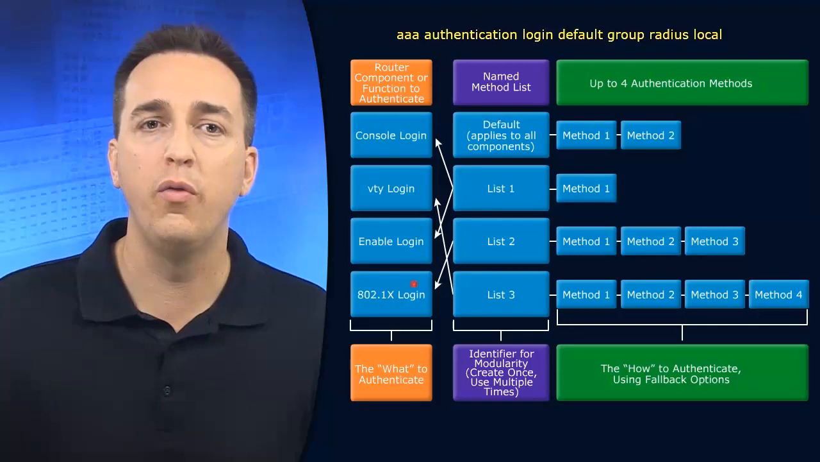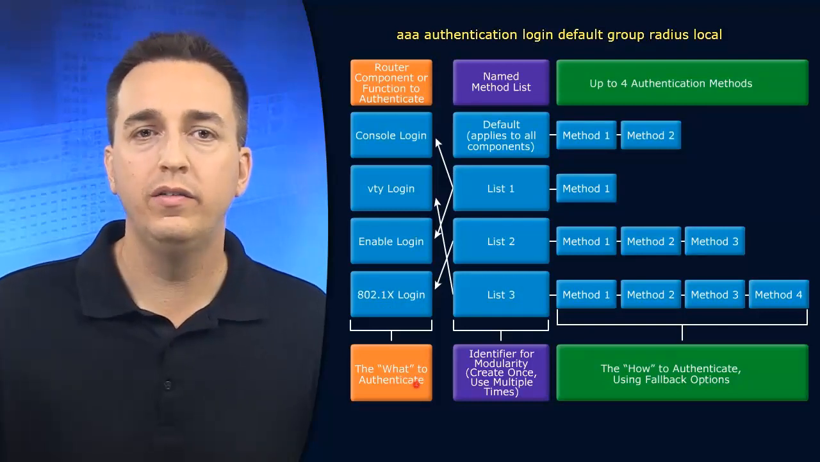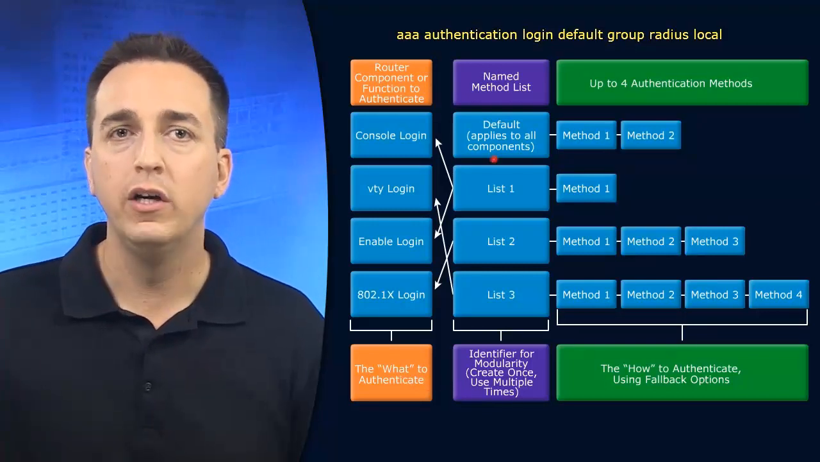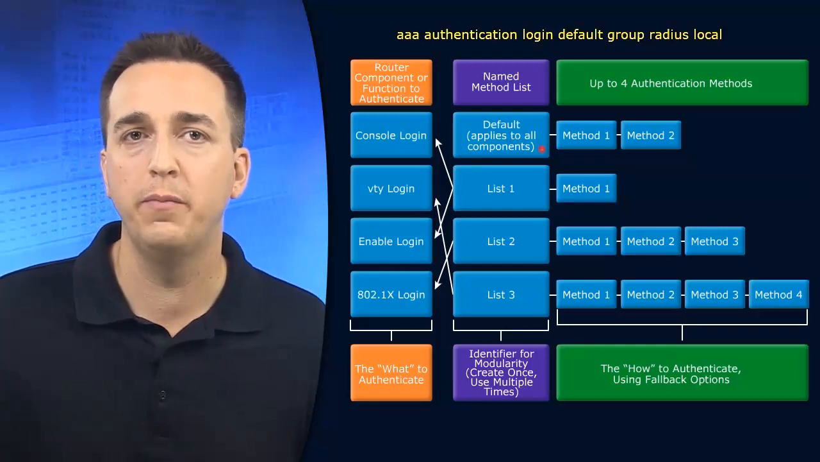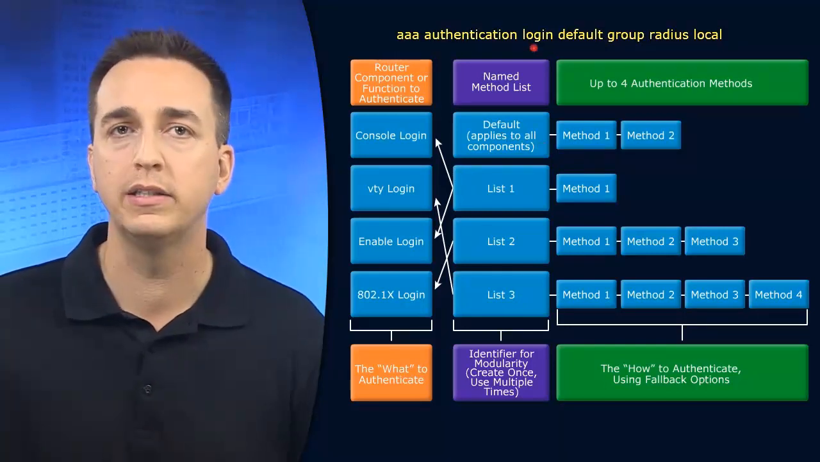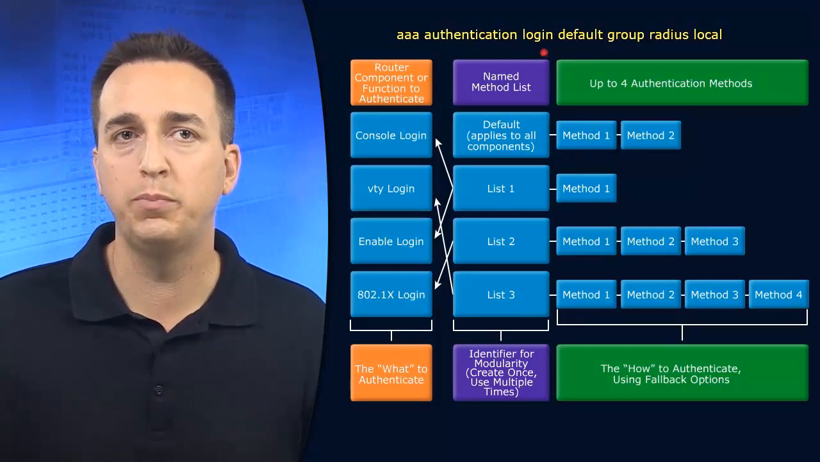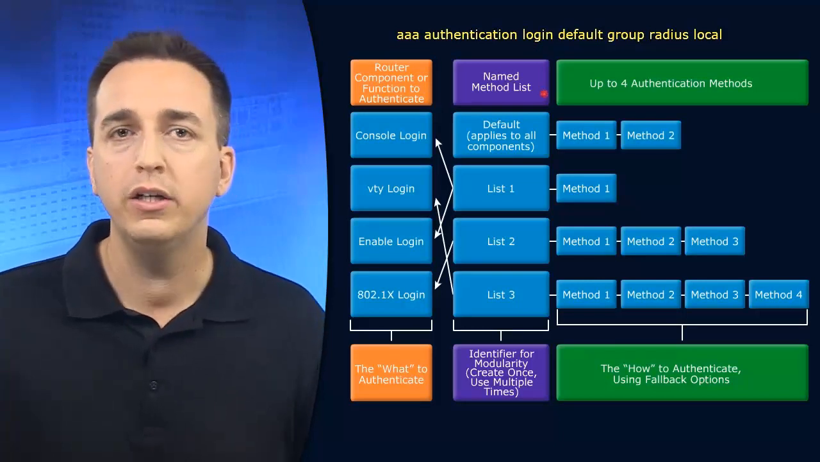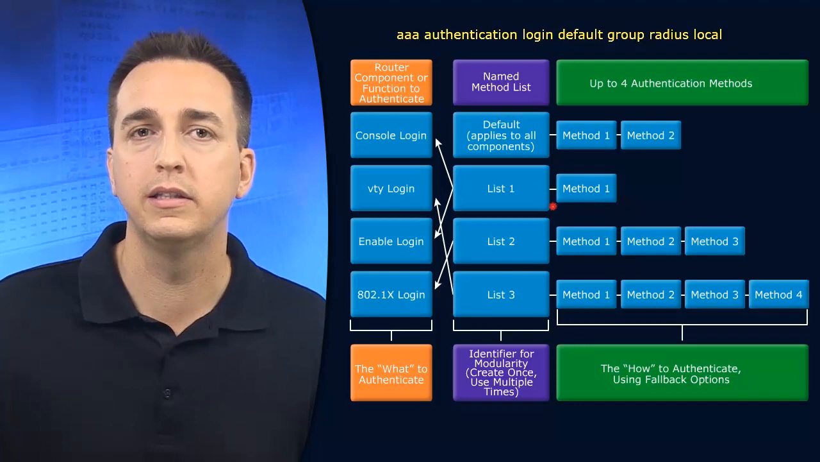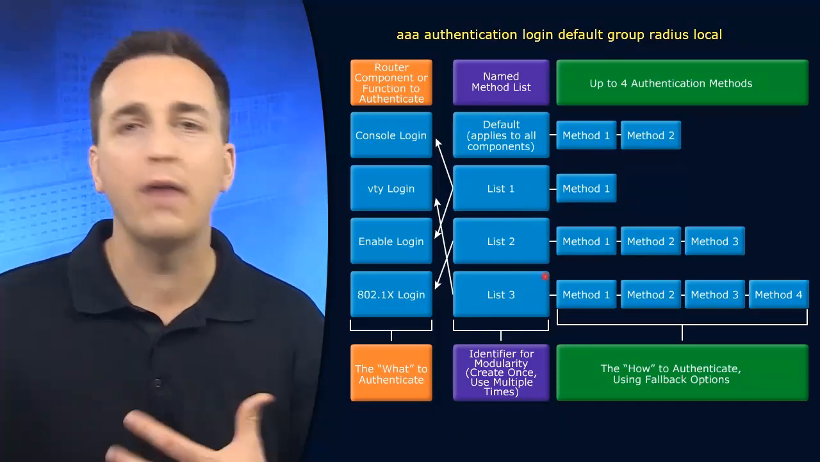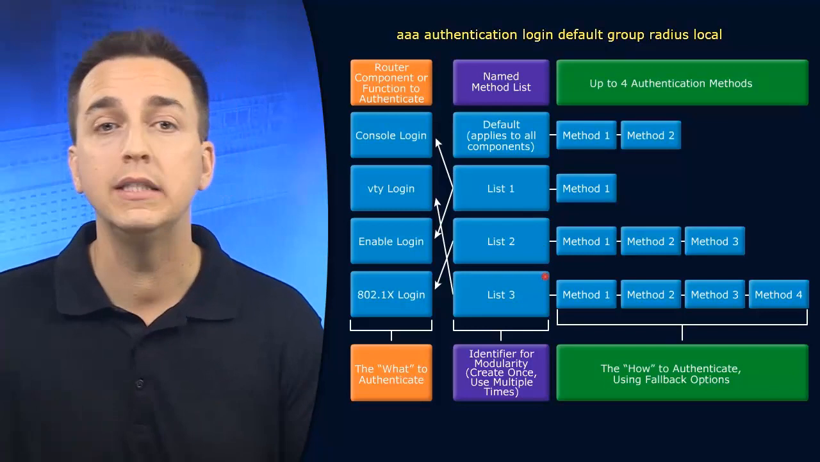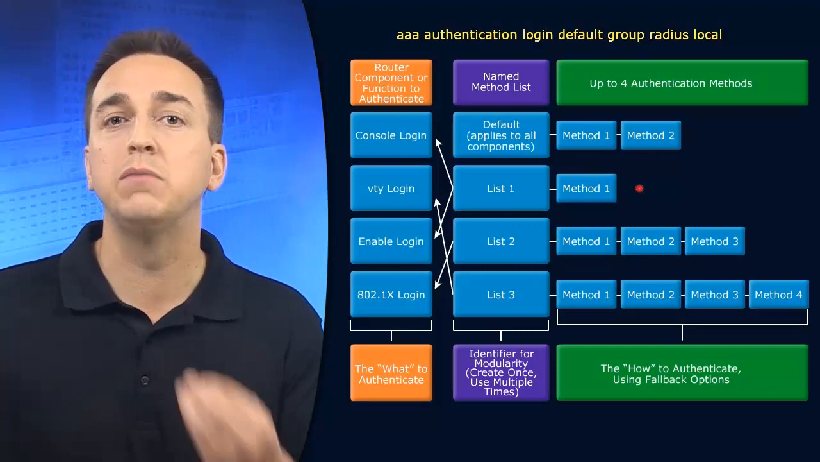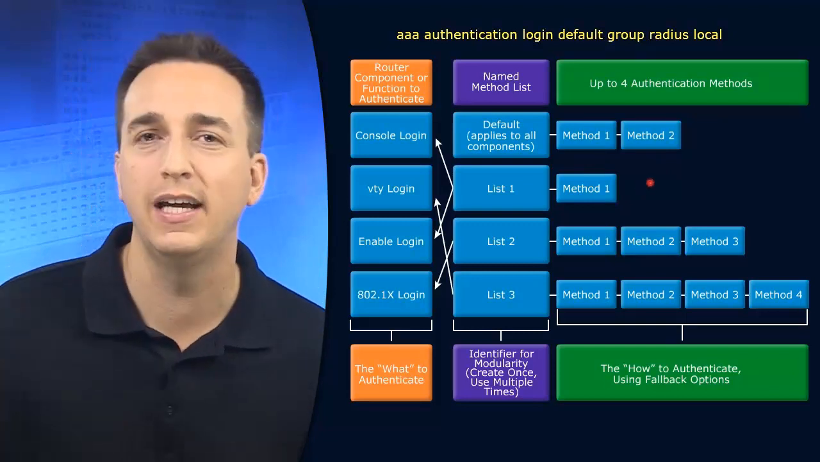After you specify what to authenticate, then you're going to have to identify the method list itself. So you can have a default method list, and the default method list simply applies to all the components that fall within this particular component or function. If you don't want it to apply to every single component, then you can create your own user-defined method lists. So list 1, list 2, list 3, whatever you want to name it, you can name it. So you could create it once and then you can use it multiple times. And then after that, you start identifying the various methods that are going to be utilized for authentication purposes.